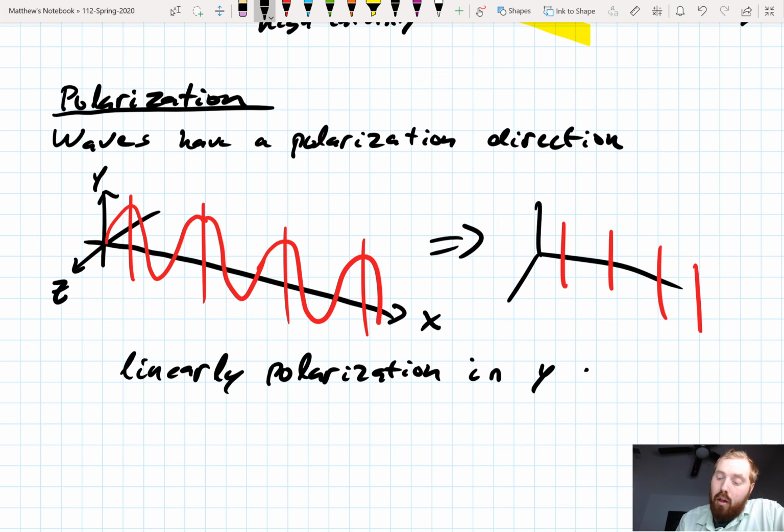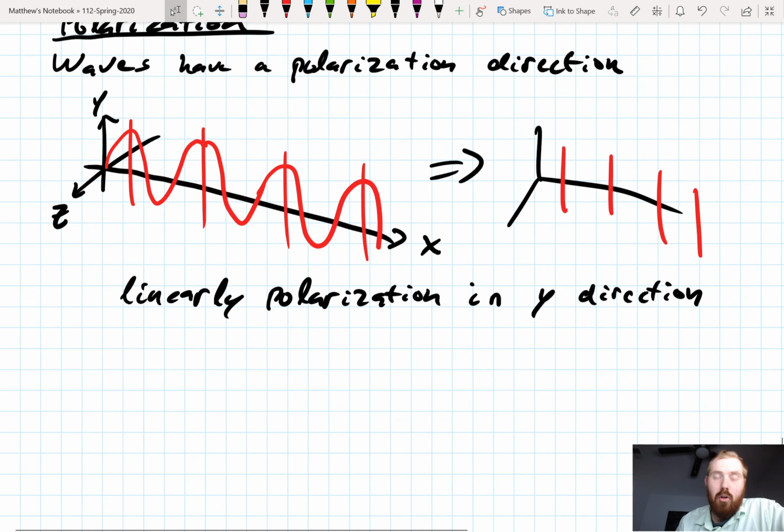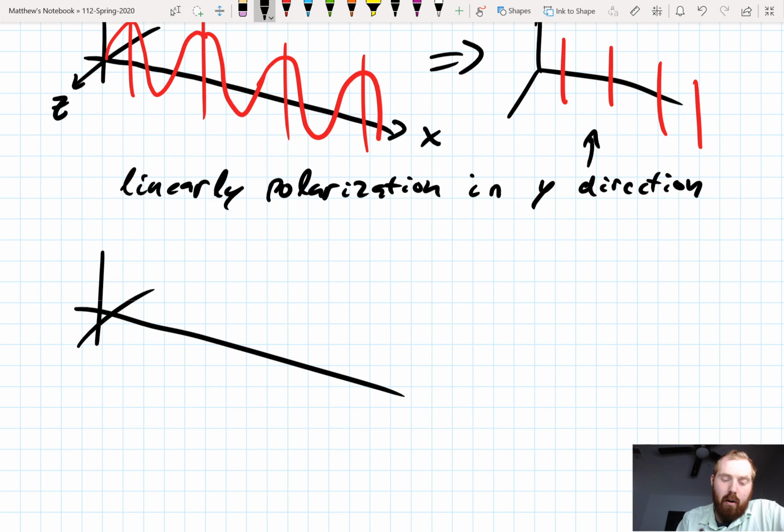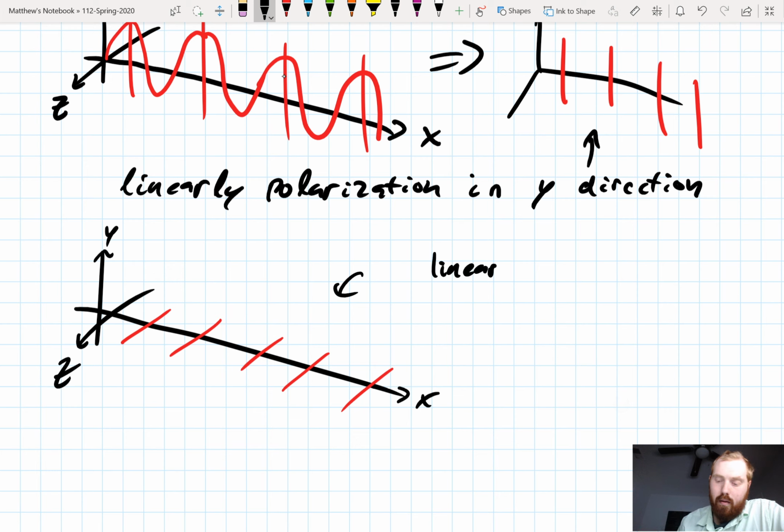In the y direction. Well, there's no reason that it has to be in the y direction. All you gotta do is rotate the light. So we could instead have a different wave. We could have one that is oriented along the z axis. I could have waves. Y, Z, and now I have linearly polarized in the Z direction.